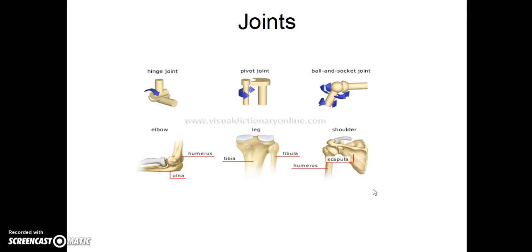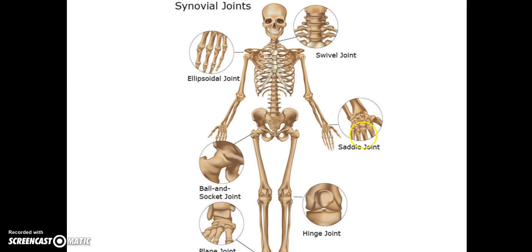The ball and socket joints are found in the shoulder, which is the scapula and the humerus, and the hip, the pelvis and the femur. They allow movement in most directions.